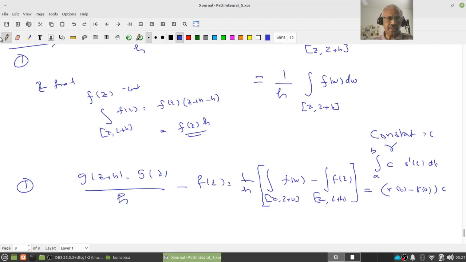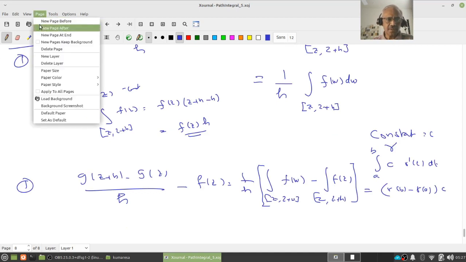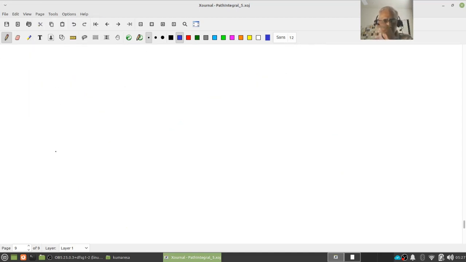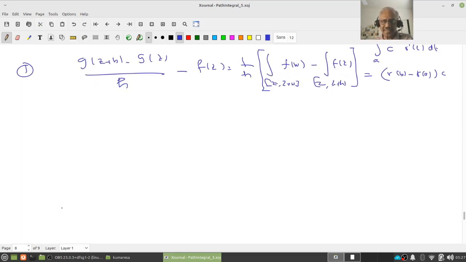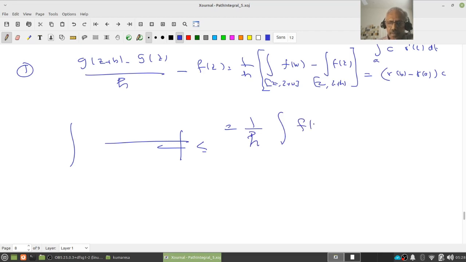This is why, if you have gone through the fundamental theorem of calculus in real analysis, you will see the proof is no different. It's exactly the same trick. Therefore, I want to estimate this fellow. This is less than or equal to, first, let us do that. But this is equal to 1 by h by linearity of the integral: f of w minus f of z, over the segment from z to z plus h.